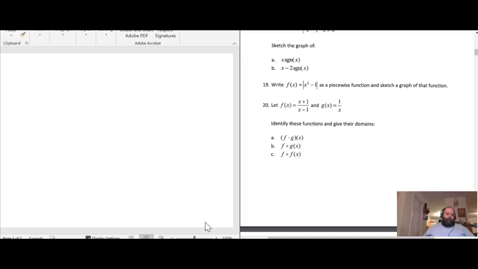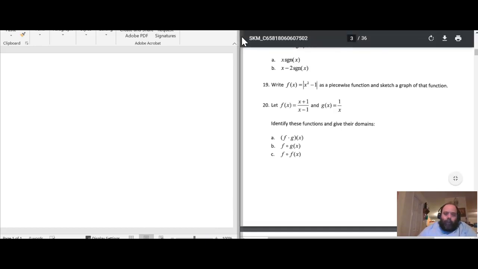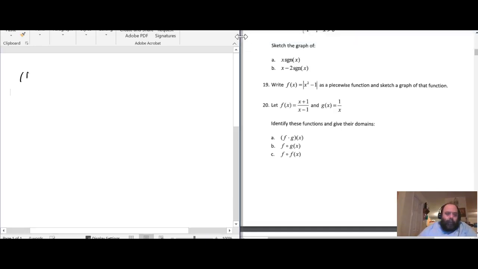All right, so let's look at number 20. The first one asks, what do I get if I take the product function, f times g of x? Right, so that's A. What is the product function of this?